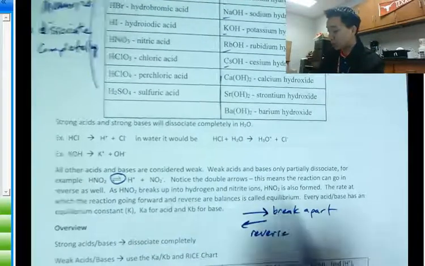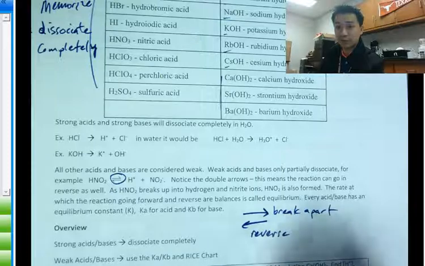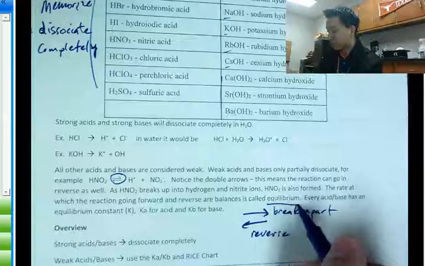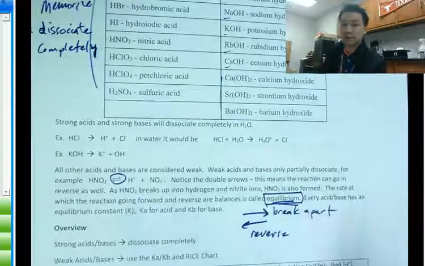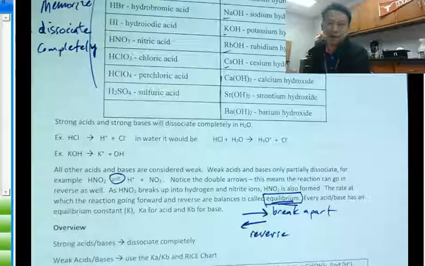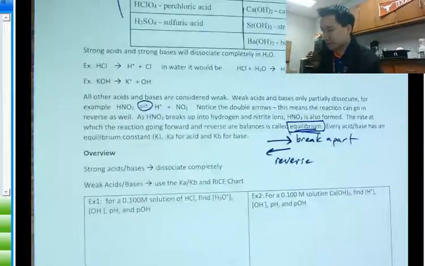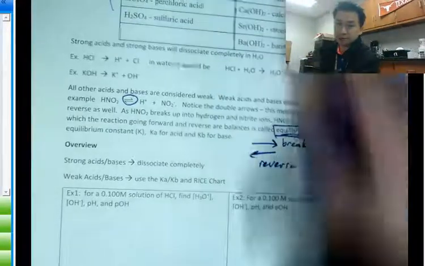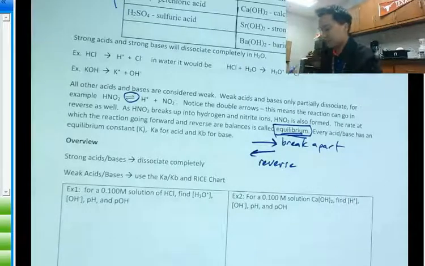The point at which the rate is the same going forward and backward is called equilibrium. Every acid and base has an equilibrium constant, K: Ka for acid, Kb for base. So, just an overview here. I just want to review real quick the difference between strong and weak acids.